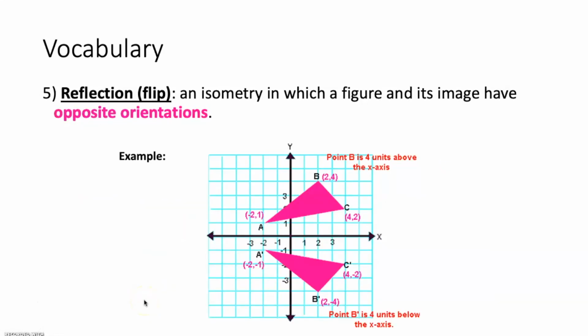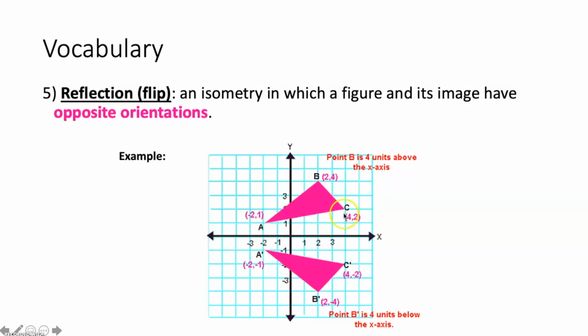Now, a reflection or a flip is an isometry in which a figure and its image have opposite orientations. So here you can see we have our original figure, our pre-image, triangle ABC, and then our image, triangle A prime, B prime, C prime, after our pre-image was reflected over the x-axis, or sometimes they say reflected in the x-axis. And that just means that each point is flipped over the x-axis, meaning that each point is the same distance from the x-axis but on the opposite side.